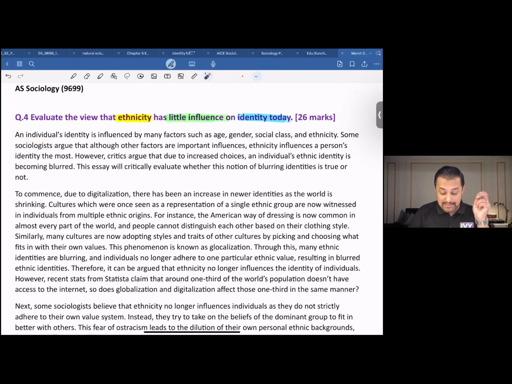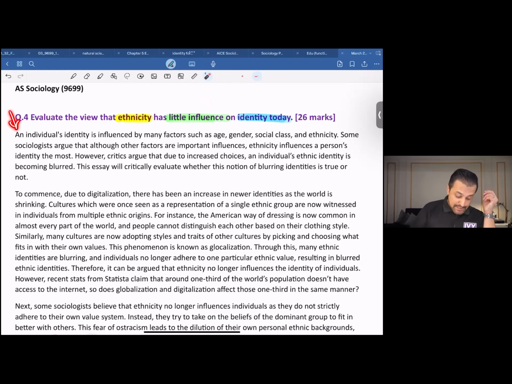Now, ethnicity has little influence. So when I start writing in support of this argument, I'd start writing down about how ethnicity is losing its significance, or the amount of distinctions that individuals used to have amongst themselves. It is getting blurred. It is disappearing from the society, or ethnicity is perhaps no more an identifying factor that individuals would use to define themselves or to identify themselves.